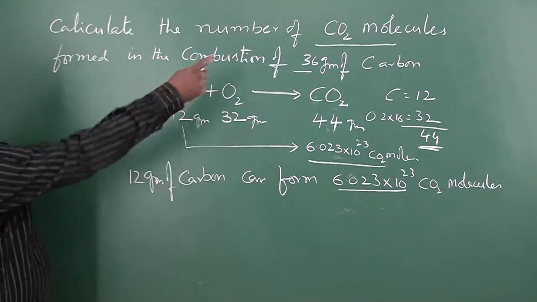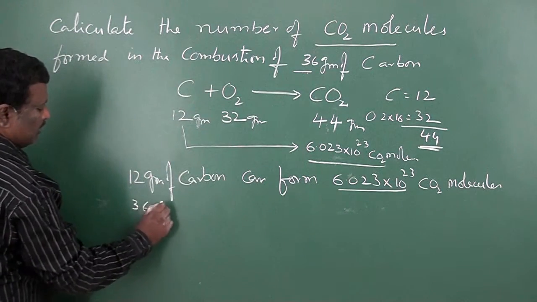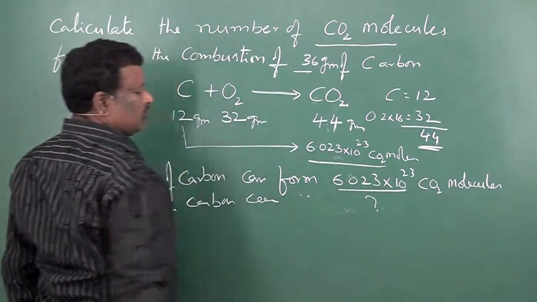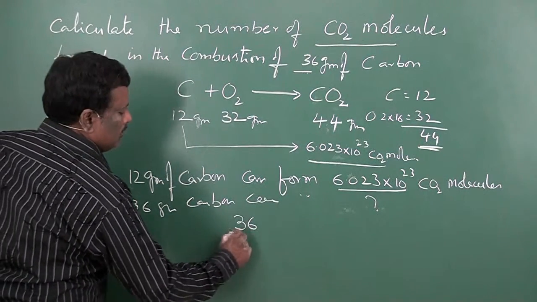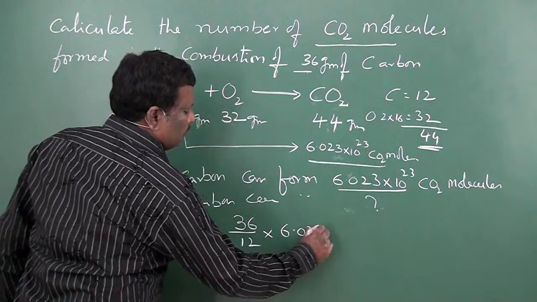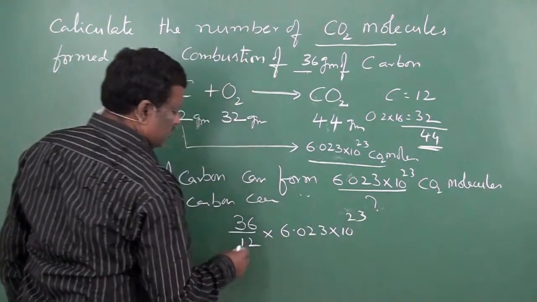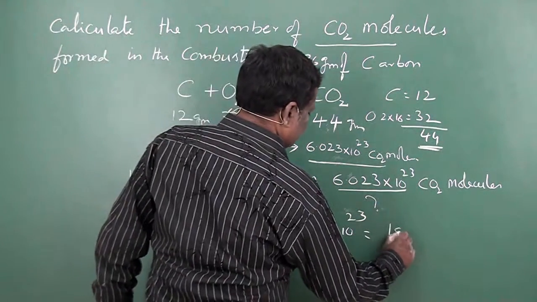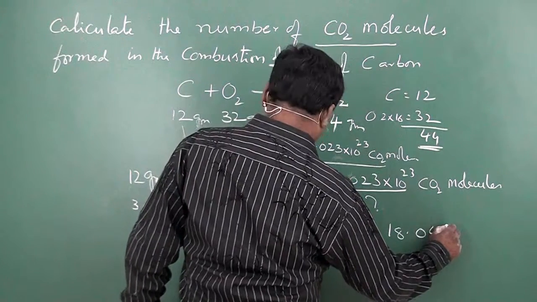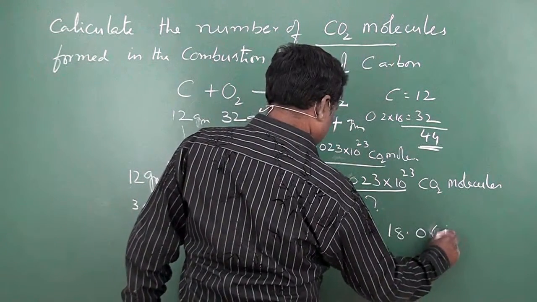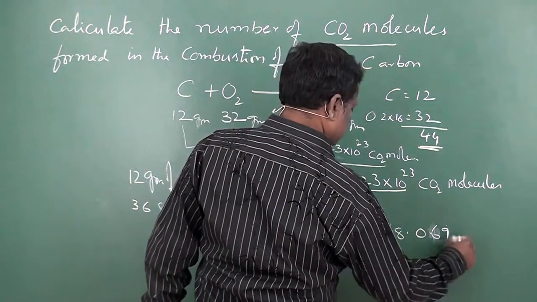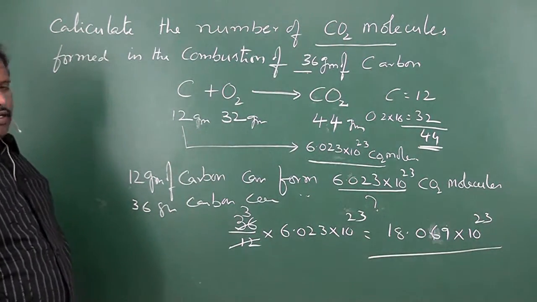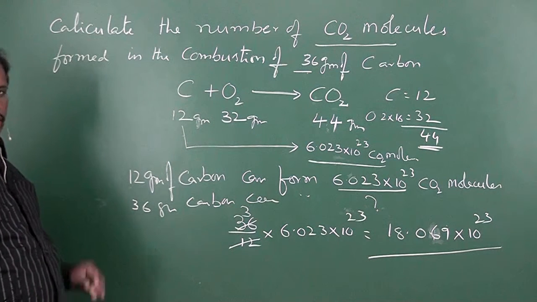molecules. Then for the required amount, how many CO2 molecules can 36 grams of carbon form? 36 by 12 into 6.023 into 10 to the power 23. The 12 goes into 36 three times. It will be 18.069 into 10 to the power 23 CO2 molecules.